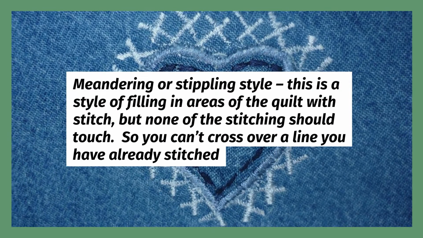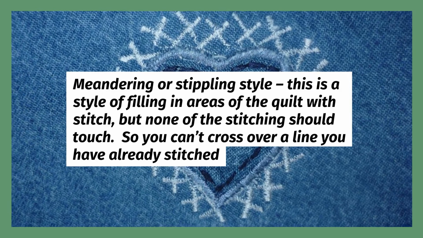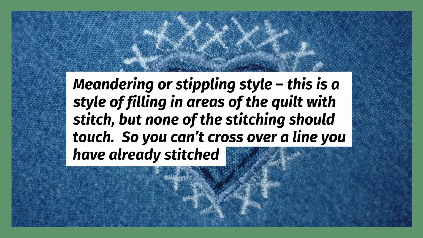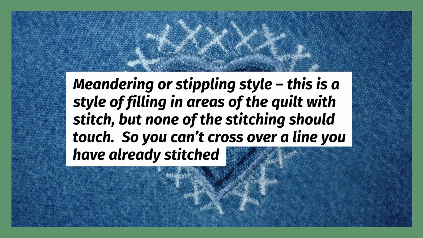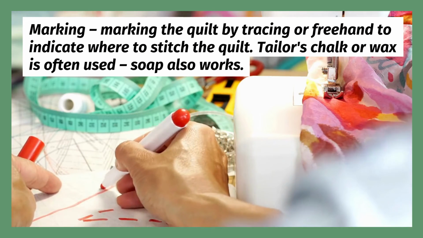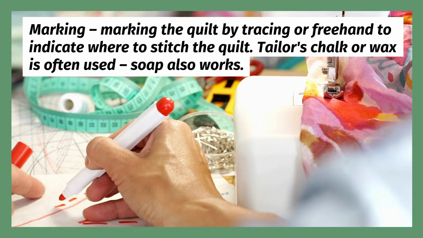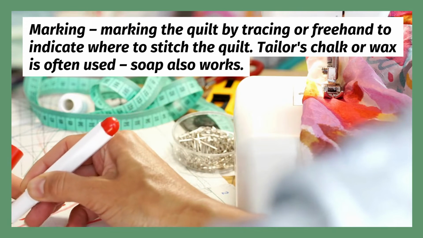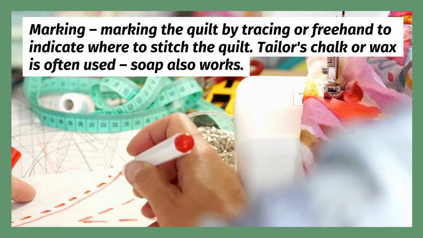Meandering or stippling style, this is a style of filling in areas of the quilt with stitch, but none of the stitching should touch, so you can't cross over a line you have already stitched. Marking, marking the quilt by tracing or freehand to indicate where to stitch the quilt. Tailor's chalk or wax is often used, soap also works.